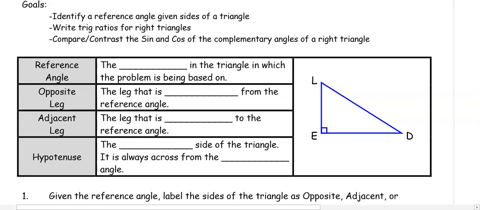This video is an introduction to trigonometry for right triangles. So we are going to identify a reference angle given a side of a triangle, write trig ratios with right triangles, and compare and contrast the sine and cosine of the complementary angles of a right triangle.